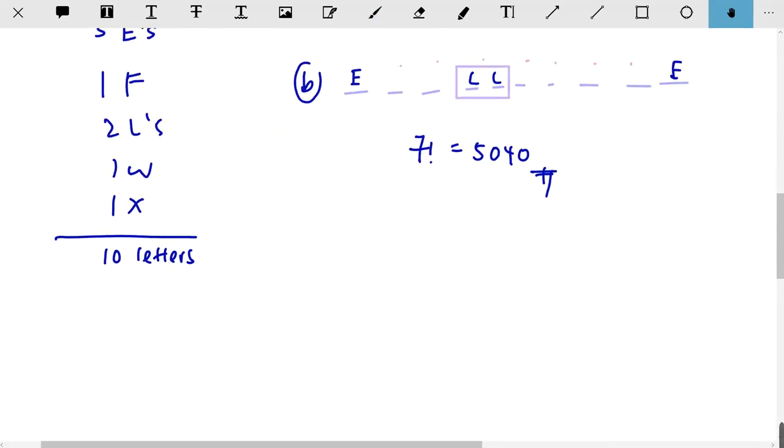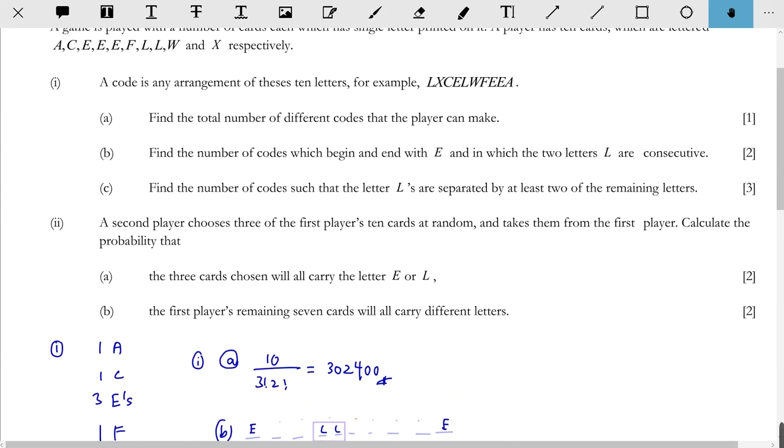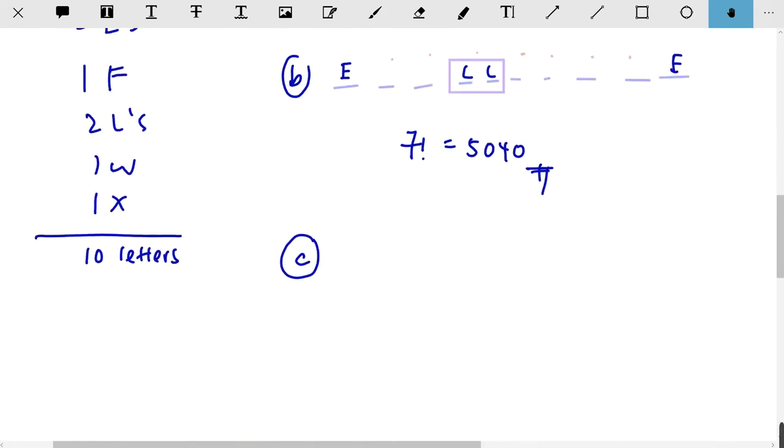Okay. So now C is an interesting one. You are asked to find the number of codes such that the L's are separated by at least 2 of the remaining letters. So L has to be separated. So off the bat, L is separated by at least 2, right? So the total number of ways that you're looking at, you just take unrestricted, right? So I think it shouldn't use total.